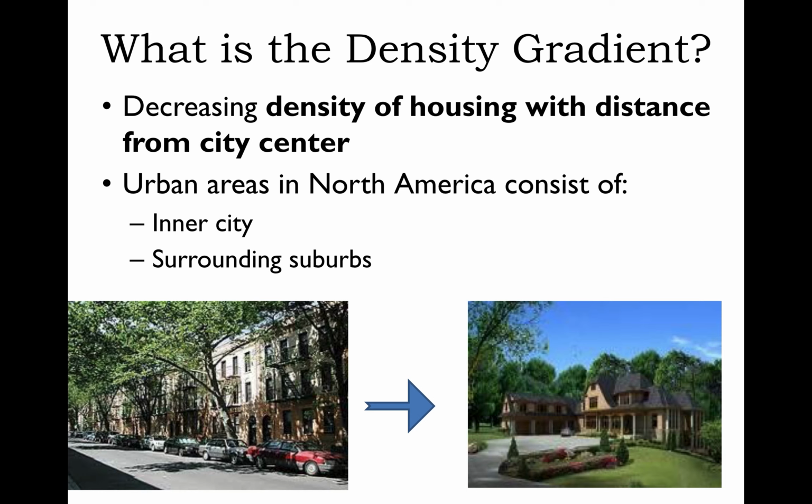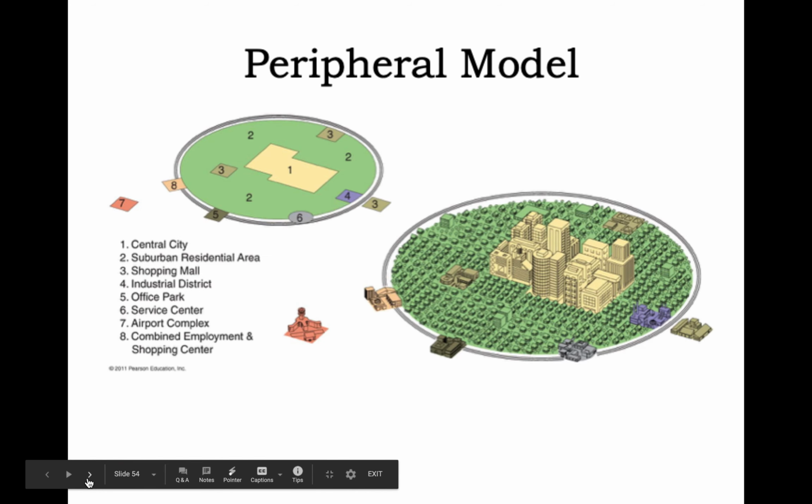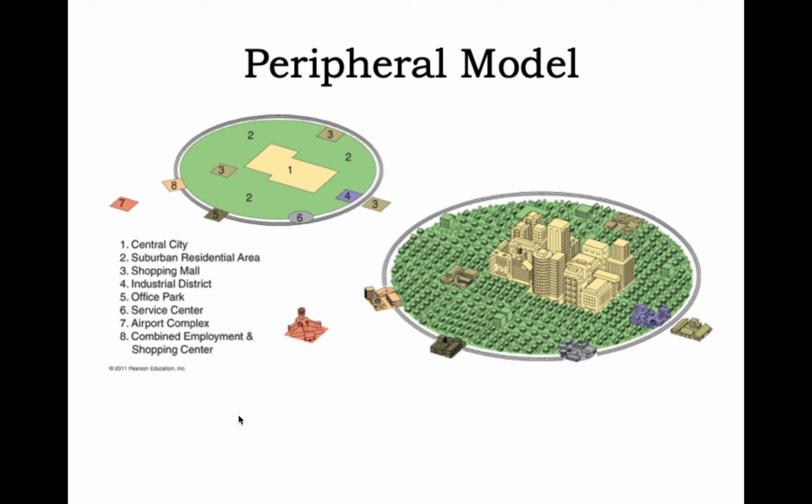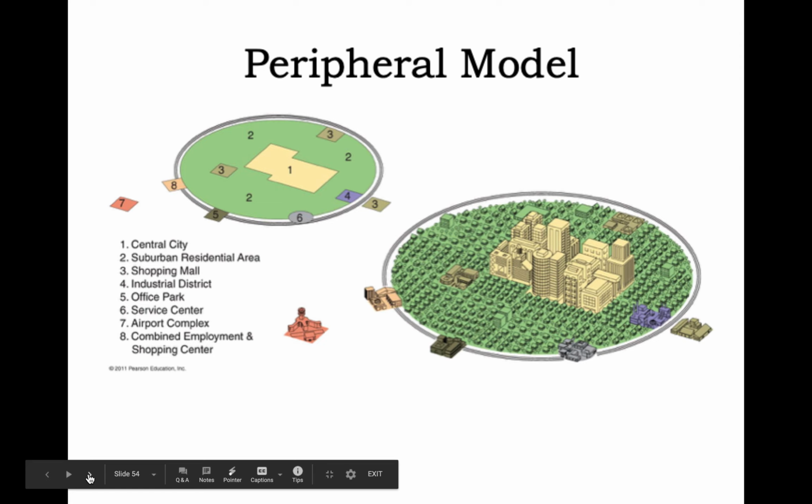The houses are spread out. There's more grass and larger plots of land, less people. That's density gradient within cities. The peripheral urban model states very similar to the concentric zone model, but we'll see more population that's densely populated near that CBD within the peripheral model.